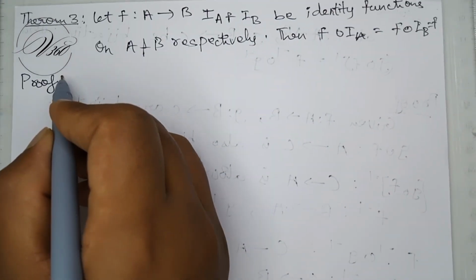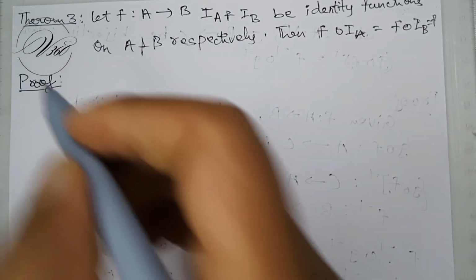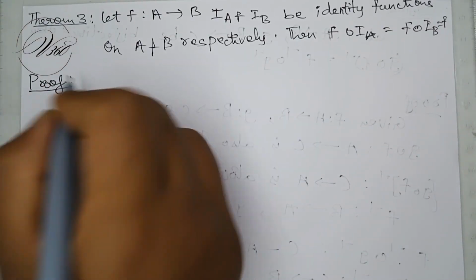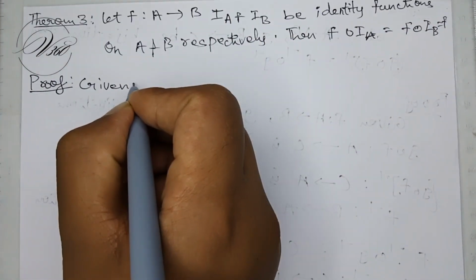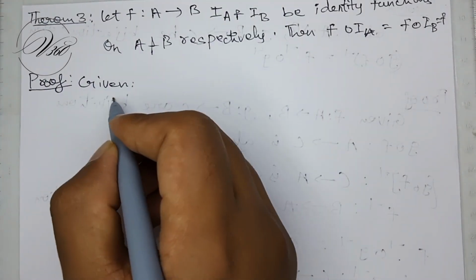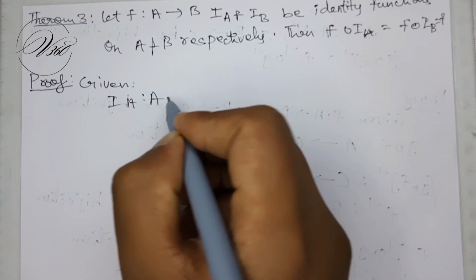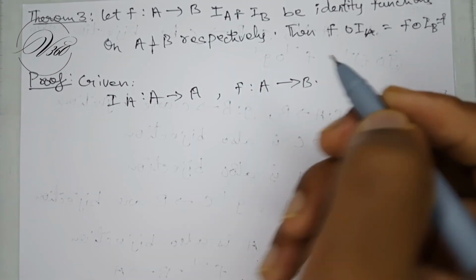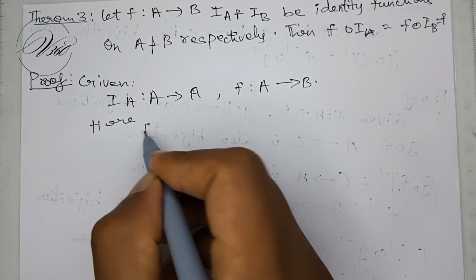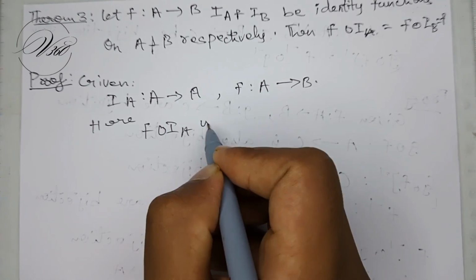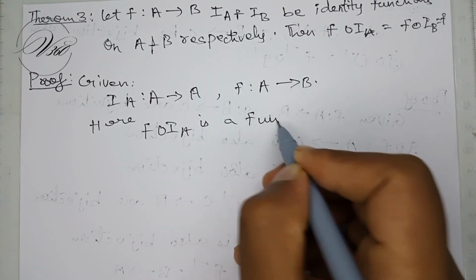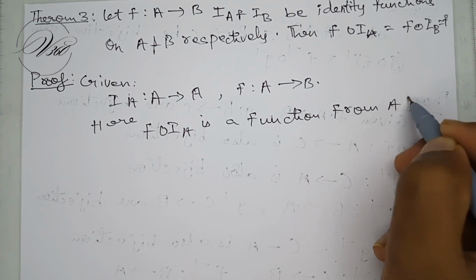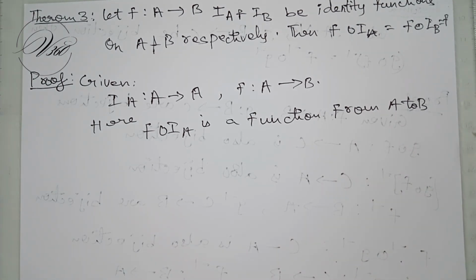Proof. Now we are going to do the proof. We should write the given first. What is given? Given is IA maps A to A and F maps A to B. Here FOIA is a function from A to B. I think you may see it clearly.